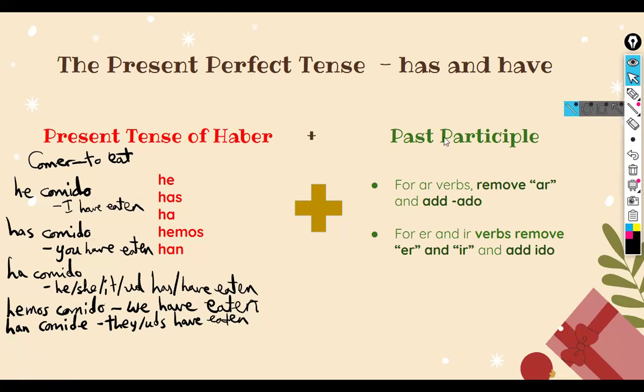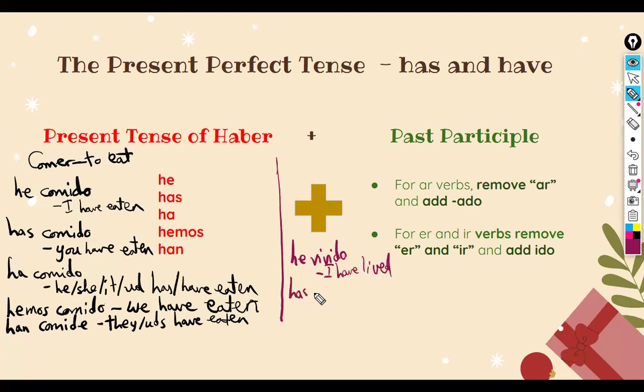All right, should we do vivir one time? So perhaps we've lived somewhere. We want to talk about where we have lived. So we may say, he vivido, I have lived, right? Has vivido, you have lived, right? Ha vivido.